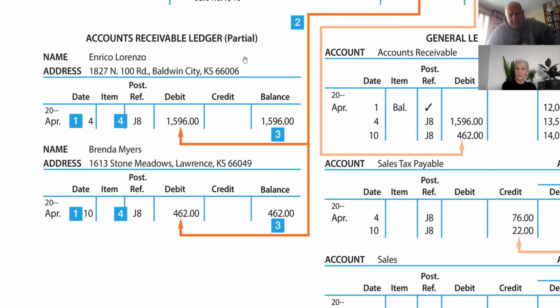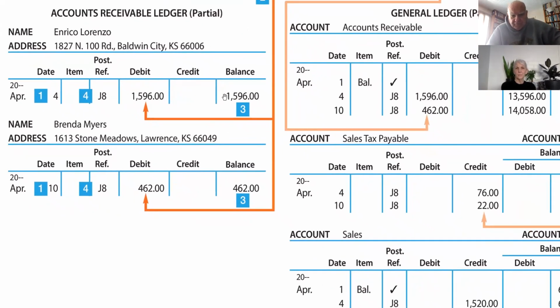Do you have any questions on the use of the accounts receivable ledger, Lori? No, I think I'm good with that. Yeah. Whatever you do in the general ledger for accounts receivable, you have to do it for Lorenzo. You have to do it for Myers and John, whoever the people were. And of course, these balances here, the 1596 plus the 462, that has to equal your general ledger. And it does, because they're not showing you these 12,000 to begin with, okay?